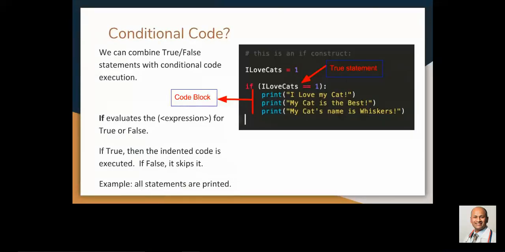So in this case, I have a concept called I love cats, a variable, and I assign it 1. Now, in previous lectures, any number is considered a true value, correct? So I love cats equals 1. Typically, we can think of it as true.